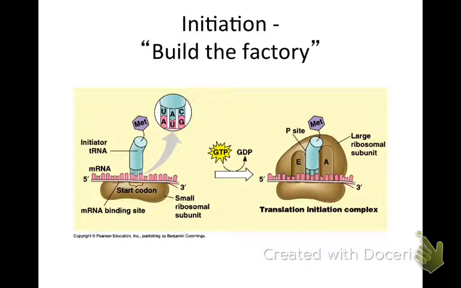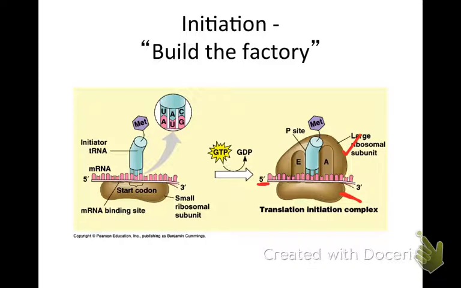Alright, let's talk about the process. Remember, it's going to be initiation, elongation, termination, just like transcription. So initiation, just know this is the building, the factory, needed to make the protein. So, what happens is, this small subunit right down here, it's going to attach to that 5' cap. Then, this sends out a signal to this large subunit. It says, hey, I've attached to this 5' cap down here. We're ready to make a protein.